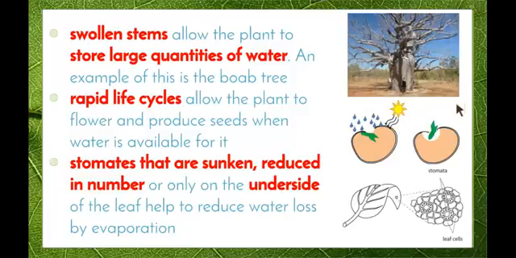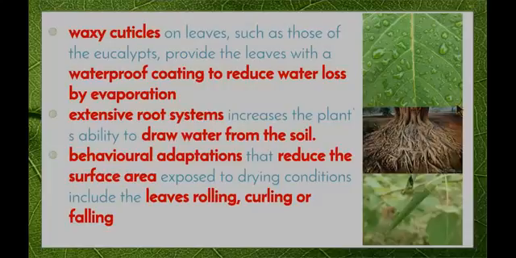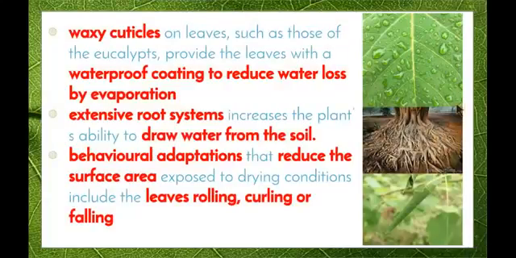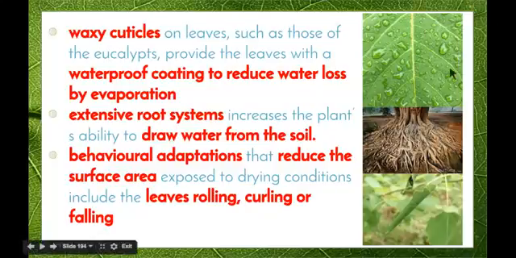Stomata that are sunken, or reduced in number, or only on the underside of the leaf help to reduce water loss by evaporation. Eucalyptus trees are one tree that has the majority of their stomata on the underside of the leaf, and that obviously, along with the way that the leaves hang, helps to stop the water loss by evaporation. Waxy cuticles, again on leaves such as those on eucalypts, provide the leaves with a waterproof coating to reduce water loss by evaporation. As we can see here, the water just sits on top, showing that it's got a waxy surface, but it also stops the water from leaving the leaf.